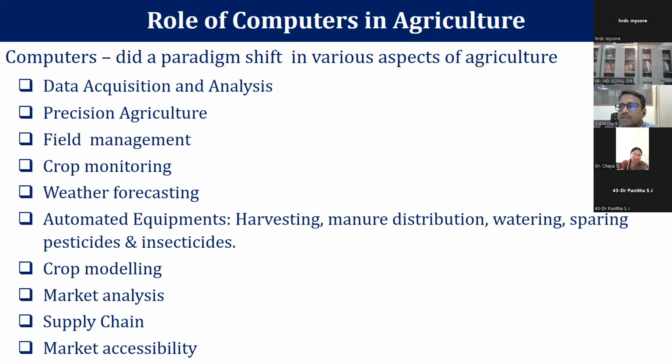Based on those parameters, we can predict what the weather would be for the next day, next week, next month. So even that is part of the computing technologies that can be used for forecasting the weather by considering so many parameters. And another important improvement in precision agriculture is automated equipment.